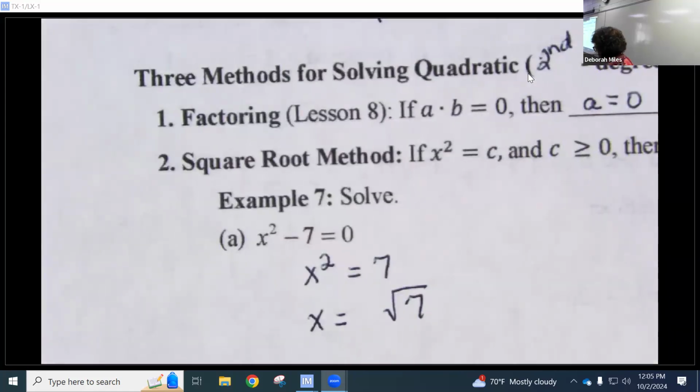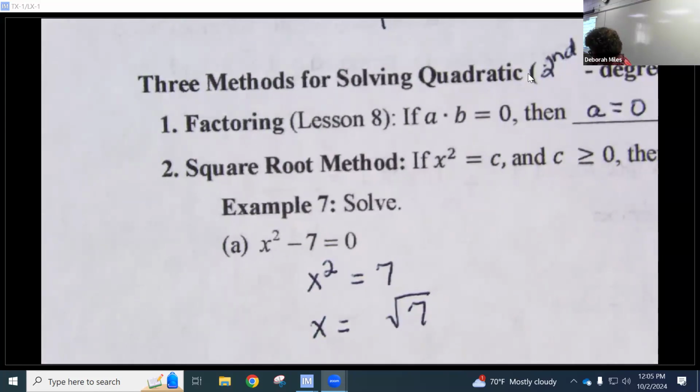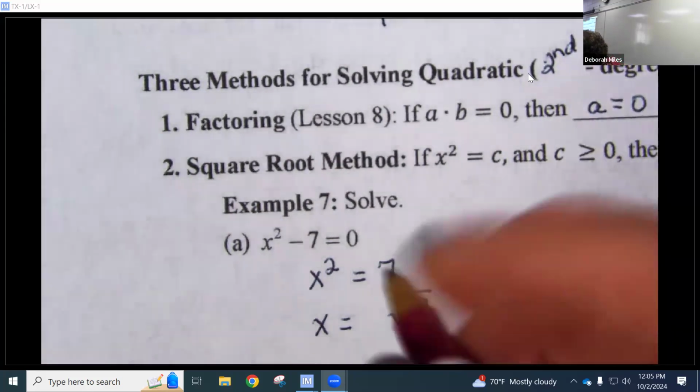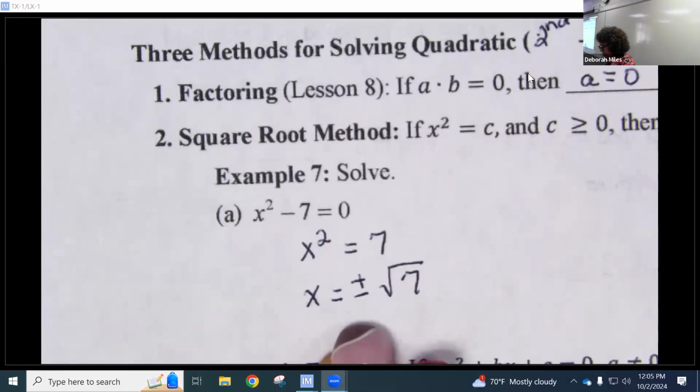Square root of 7. Only I just took the square root of both sides of an equation, so I should have thought what? Bells and whistles to remind me what? Don't forget the positive and negative square root of 7. How about 20 of those on the test? Would that be good? 20 times?